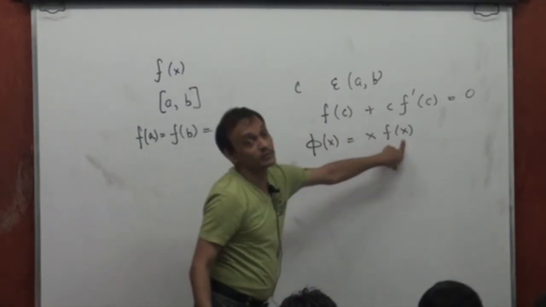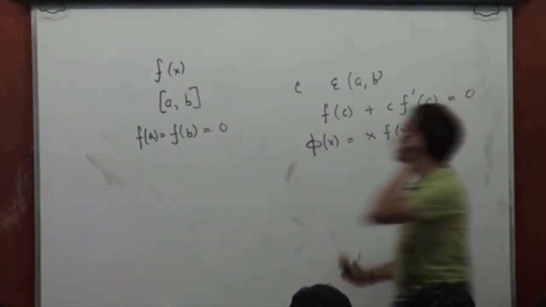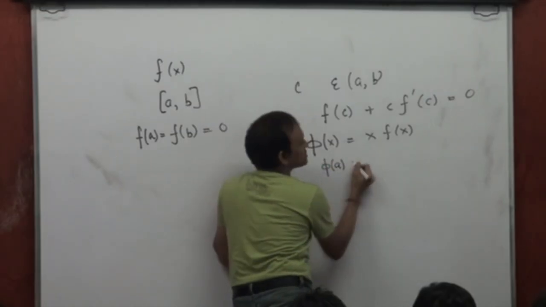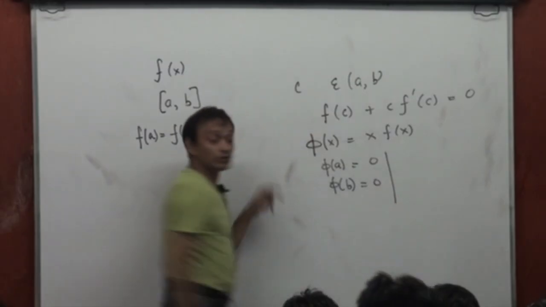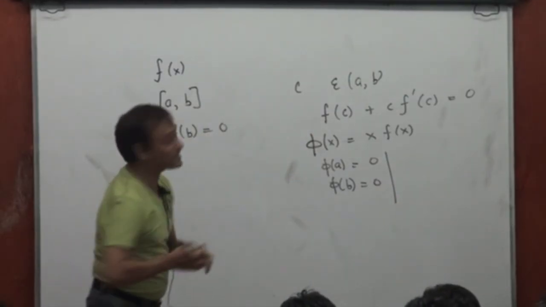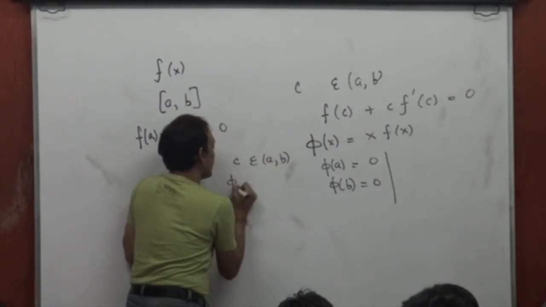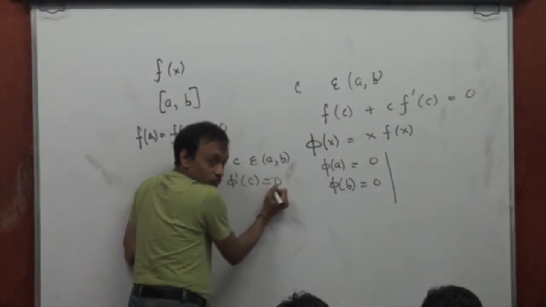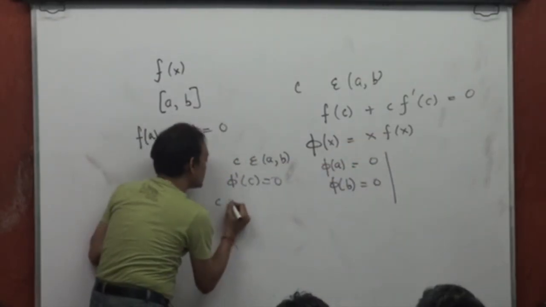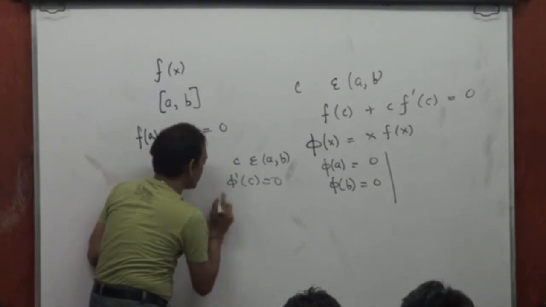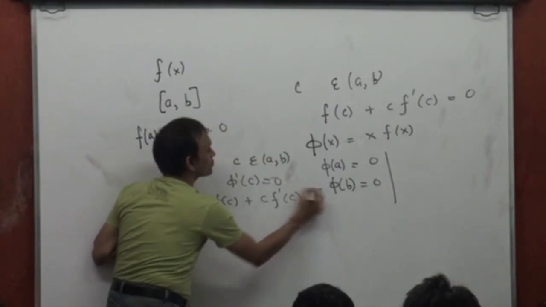x is continuous and differentiable, f(x) is continuous and differentiable, so phi(x) is continuous and differentiable. Check number 2: phi(a) is 0 because f(a) is 0, phi(b) is 0 because f(b) is 0. So you can apply Rolle's theorem to phi(x). There must exist a c belonging to (a, b) for which phi'(c) is 0. phi'(x) is f(x) + x f'(x), so phi'(c) is c f(c)... that is, f(c) + c f'(c) is 0.